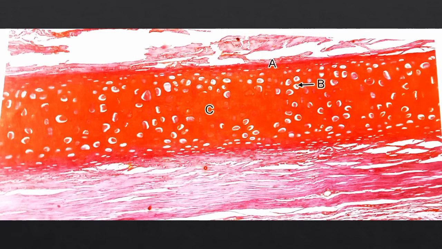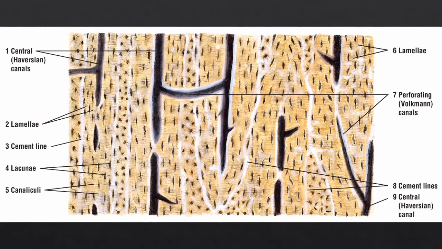Coming to the elastic cartilage identification, here you can identify the chondrocytes, and this is the perichondrium, and the elastic fibers. These are all the elastic fibers which are present between the chondrocytes. That is the identification of elastic cartilage. It is a very easy slide which you can identify in your practical examination.